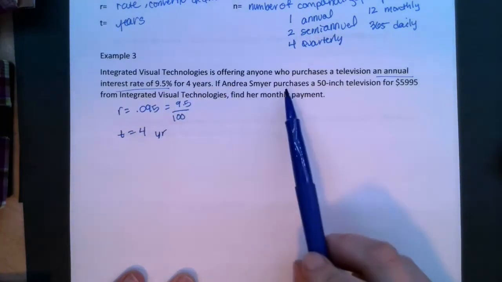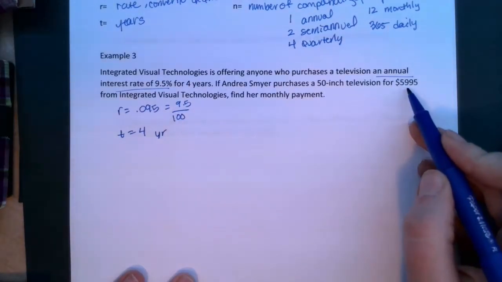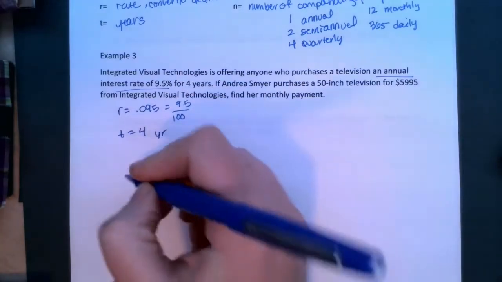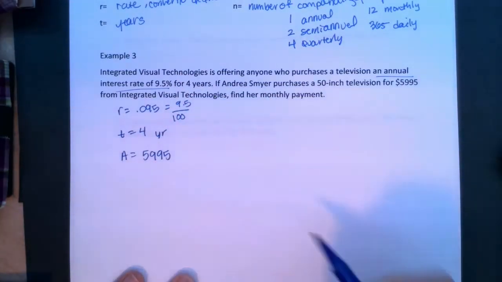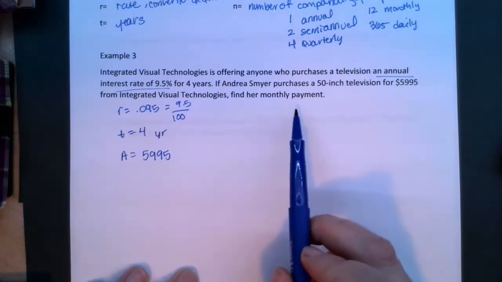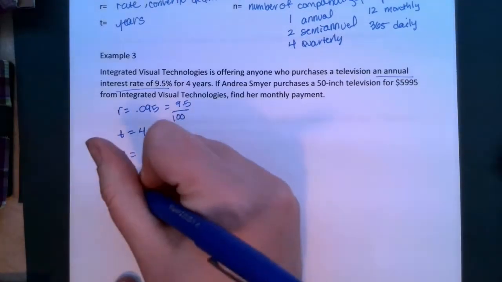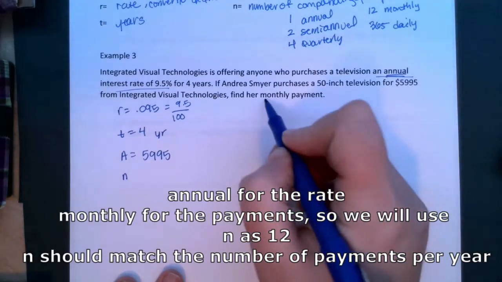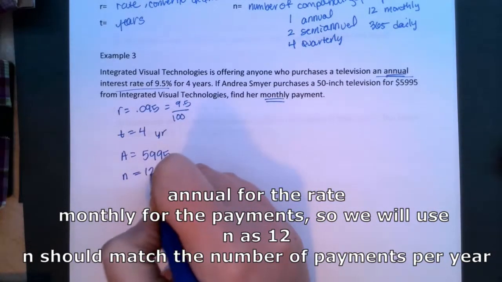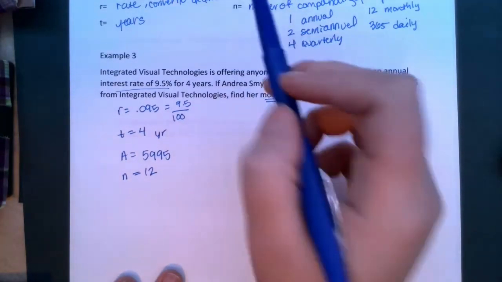If Andrea Schmeier purchases a 50-inch television for $5,995, that is going to be our A. Find her monthly payment. So we have everything we need here. The rate is annual, but the payments are monthly, so that means n is going to be 12 because we're dealing with months. And then we're just going to plug it into our formula from above.